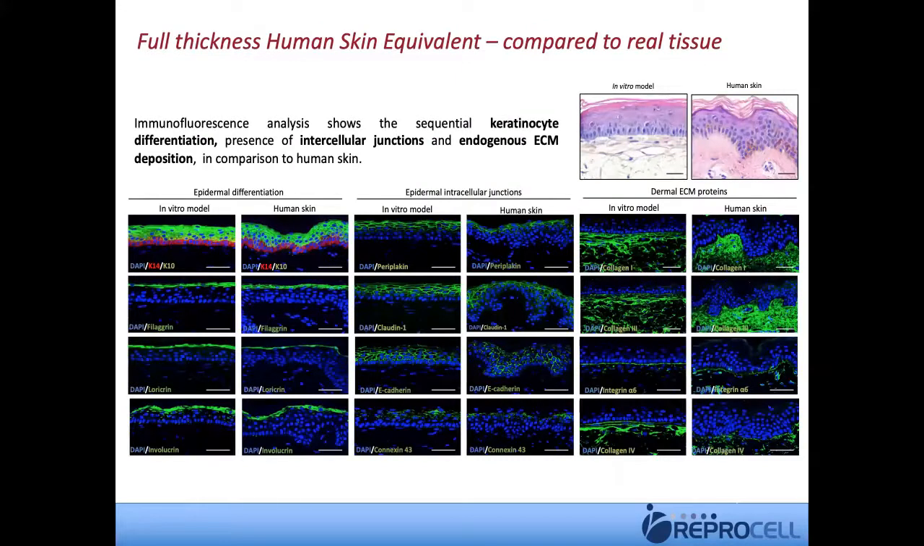And we perform in-depth characterization. So as I mentioned before, we compare our in vitro model with human skin material side by side. And what we're doing here by immunodetection is looking at various protein markers in the in vitro equivalent compared to real tissue for epidermal differentiation markers, epidermal intracellular junctions, and also dermal extracellular matrix proteins. And this level of characterization demonstrates that the bioengineered tissue model on Alvetex compares very favorably to real tissue.